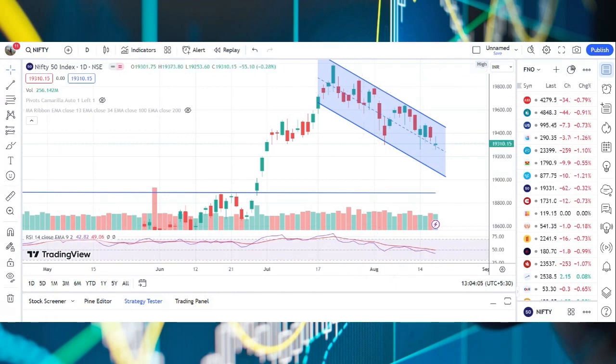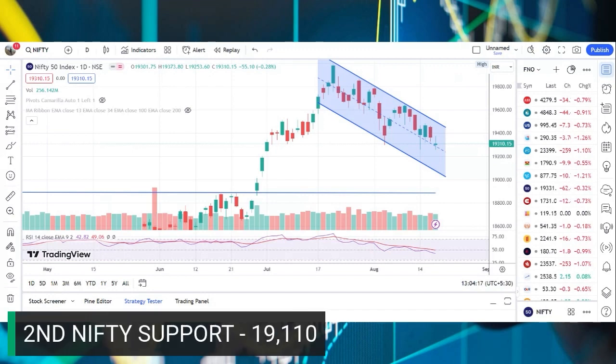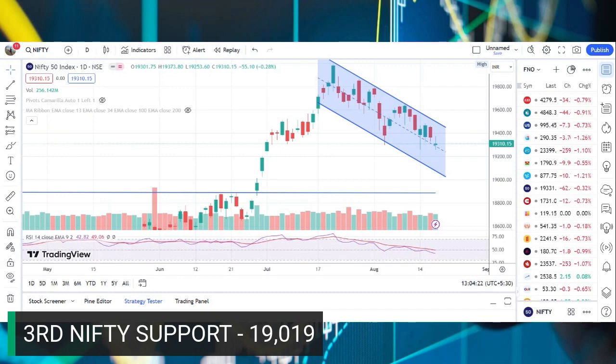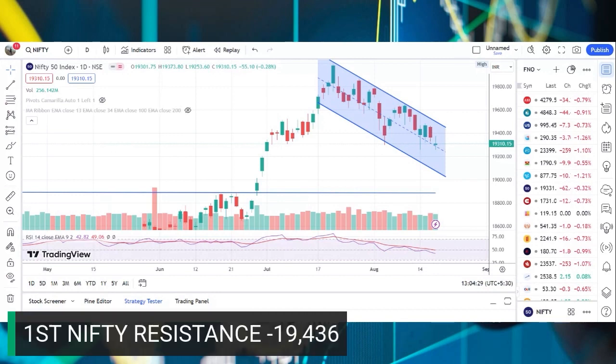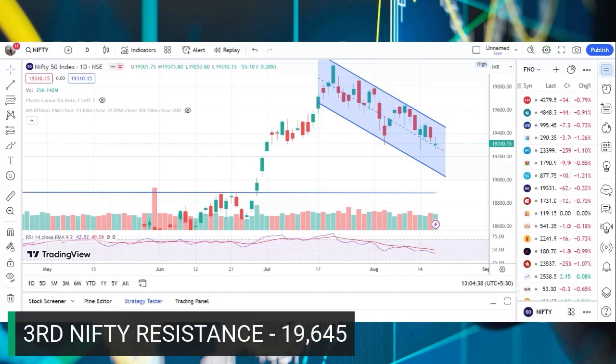So friends, now let us discuss the important support and resistance levels in Nifty for the next week. The first support in the Nifty is placed at 19,253. Below that, the second support is placed at 19,110, and the third support is placed at 19,019. On the upside, the first resistance in the Nifty is placed at 19,436. Above that, the second resistance is placed at 19,557, and the third resistance is around 19,645.